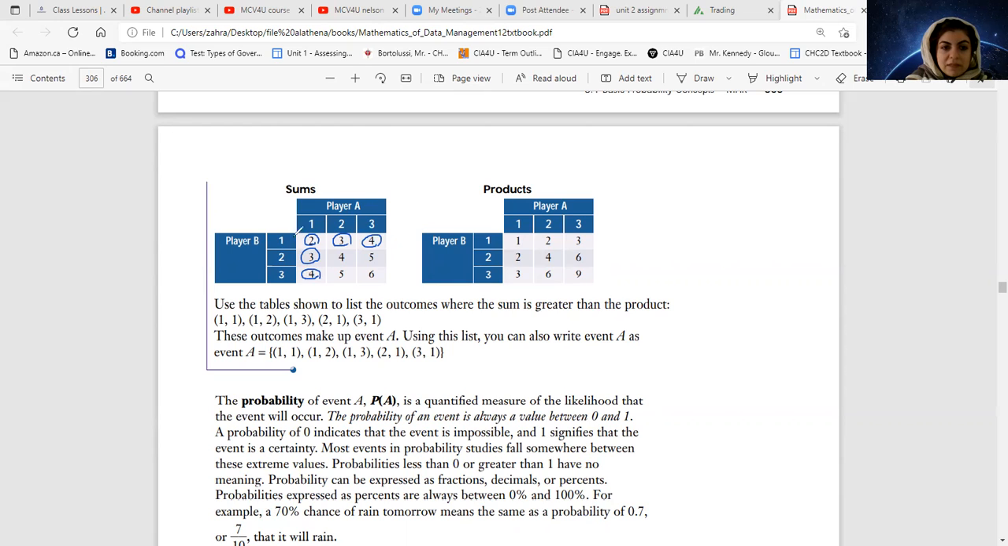So what were these events? 1,1, as you see here. 1,2. 1,3. There. 2,1. And 3,1. So for these outcomes, you can write event A is that the sum is greater than the product.